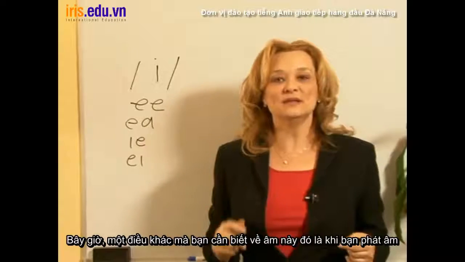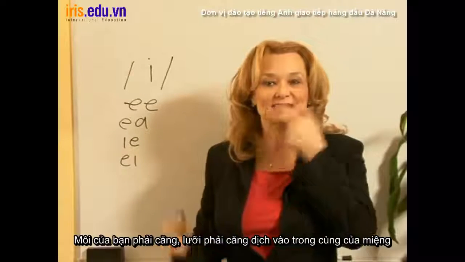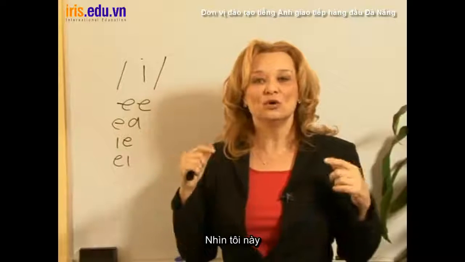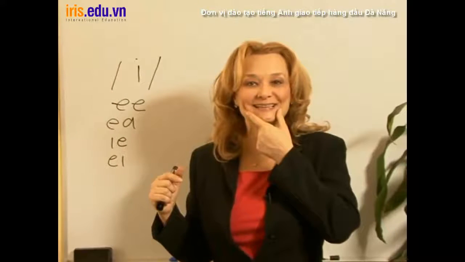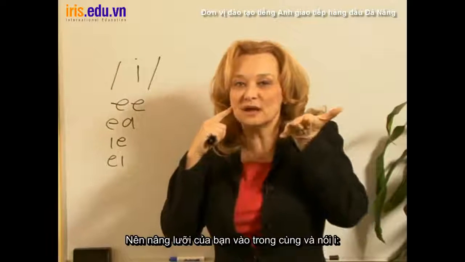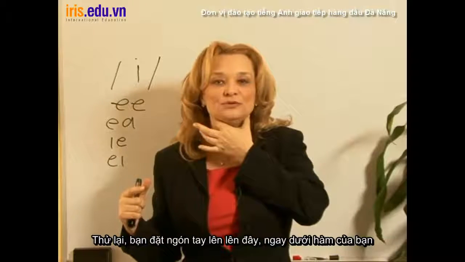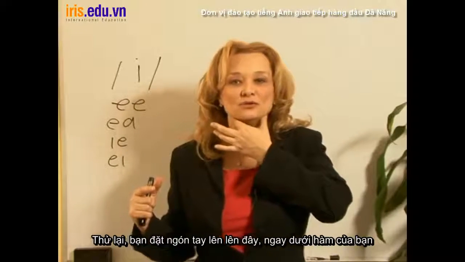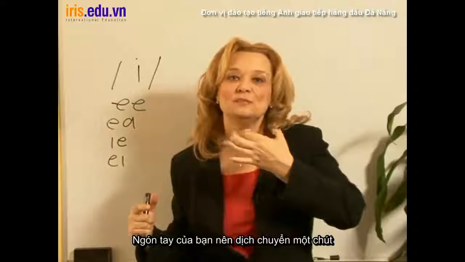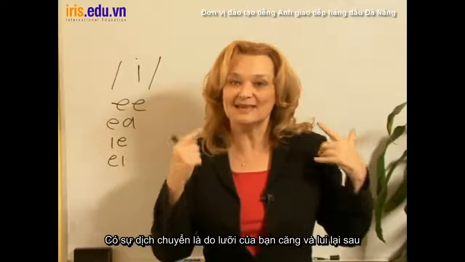Okay, now the other thing that you need to know about this vowel is to produce it, your lips must be tense and your tongue must be tense in the back of your mouth. So, look at me. E, E. Your tongue must be tense back here, so raise your tongue up in the back and say E. To try this out, put your fingers right here, right under your jaw. E, E. Your fingers should be moving a little bit. They're moving because your tongue is tense in the back.